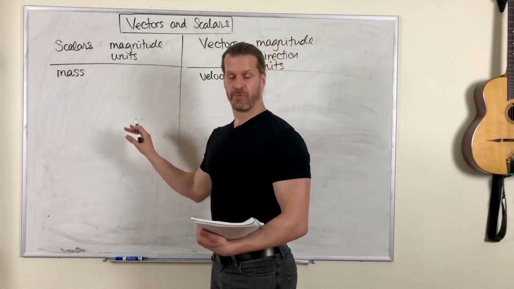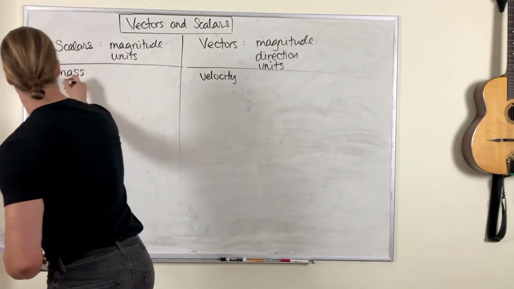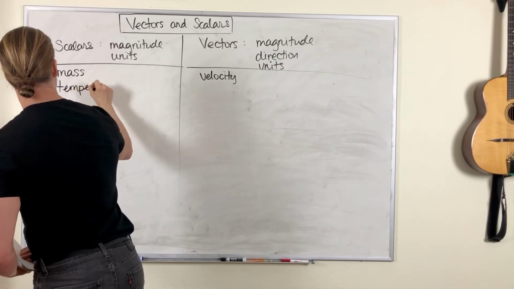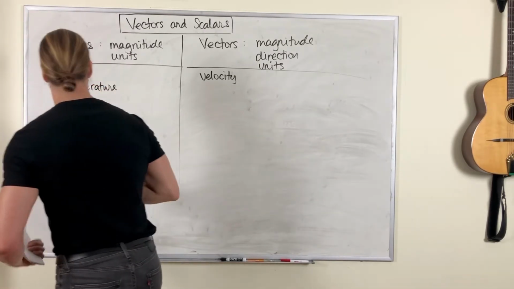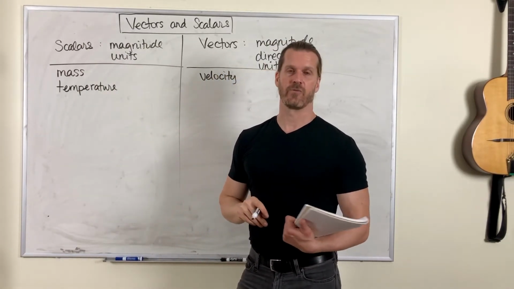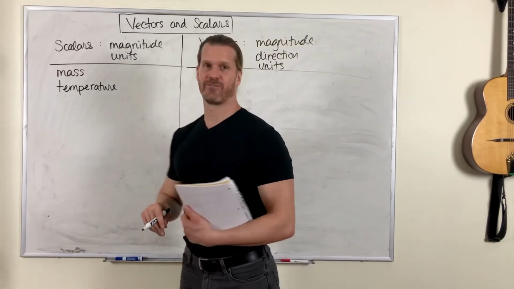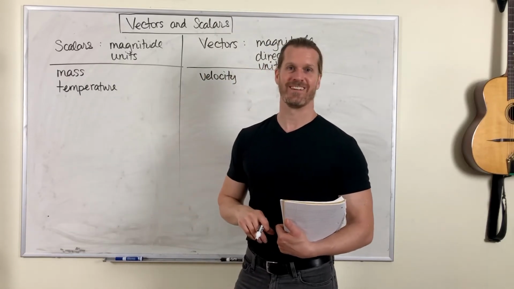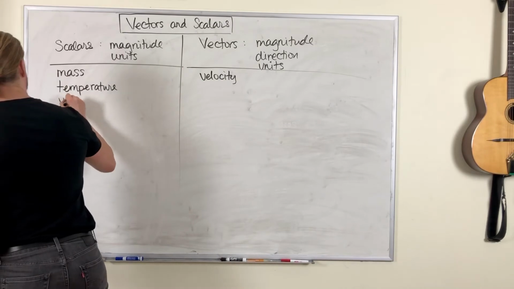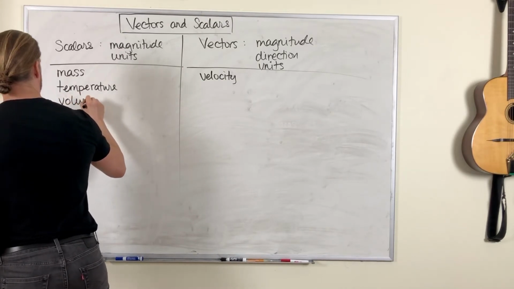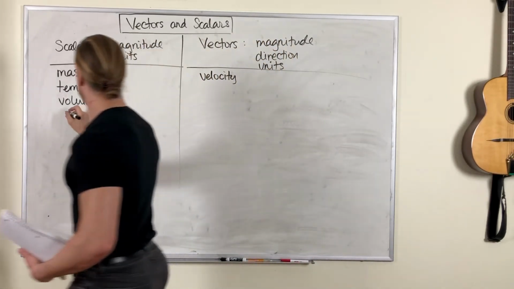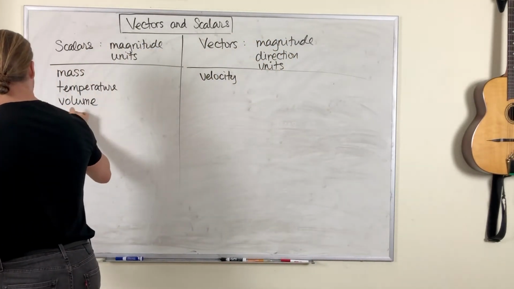So other examples of these in nature are temperature for scalars. We measure temperature in degrees Celsius or degrees Fahrenheit or Kelvin. You don't need a direction for temperature. It doesn't point in any particular direction. Volume. And speed is another one.